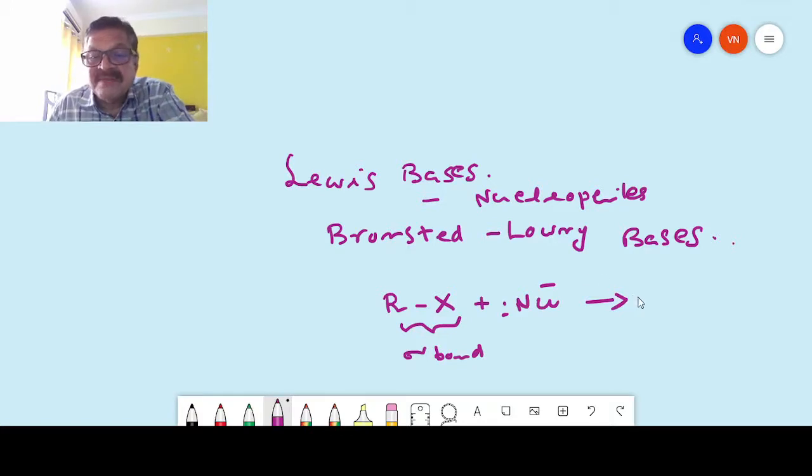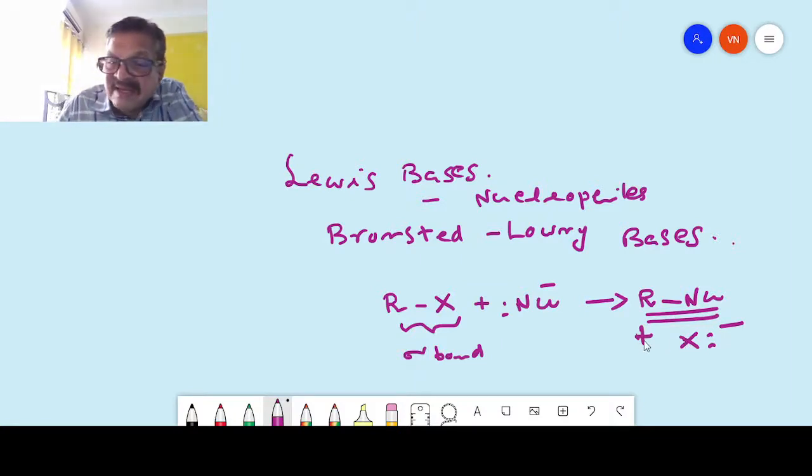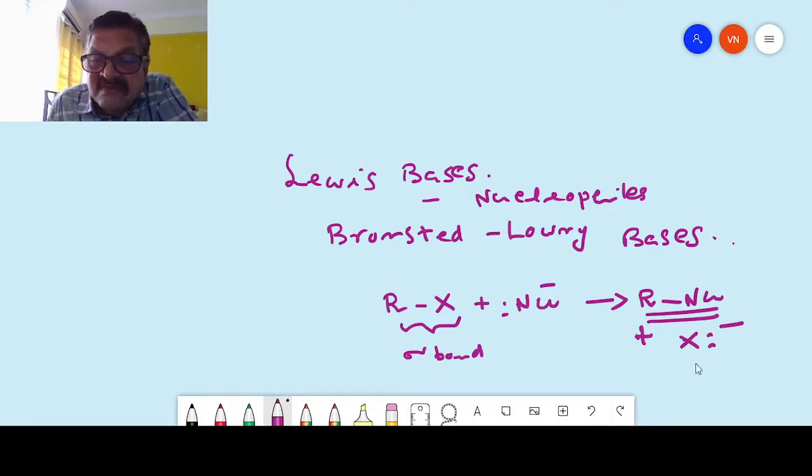Then the nucleophile will attack, giving R-Nu. We will be getting a new bond here. Then there is a group called a leaving group. I will discuss this in detail. X minus leaves, and the alkyl halide is reacting with an electron rich nucleophile. This is the nature of the substitution reaction. Then the next reaction will be with a base, while this one is actually with a nucleophile.